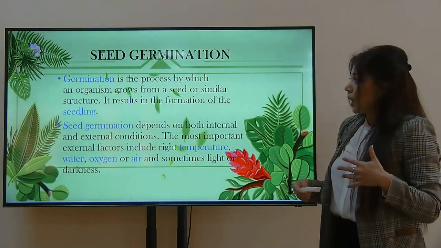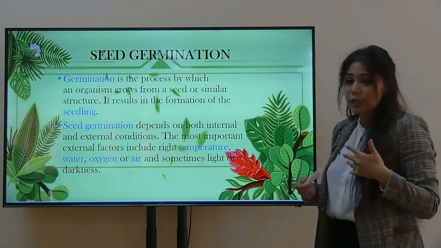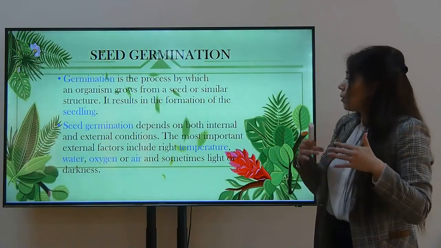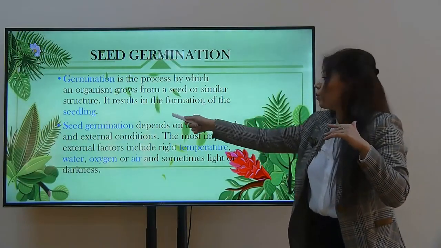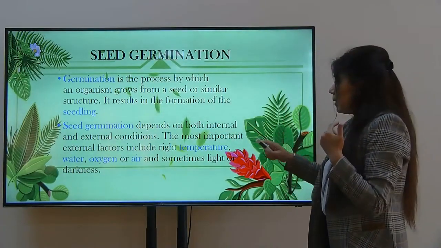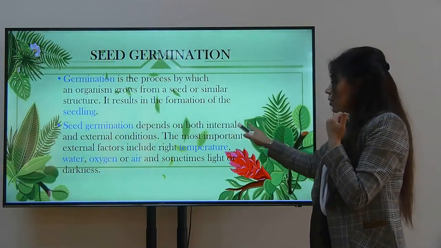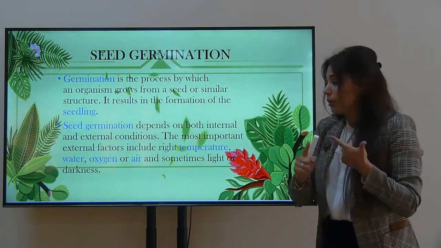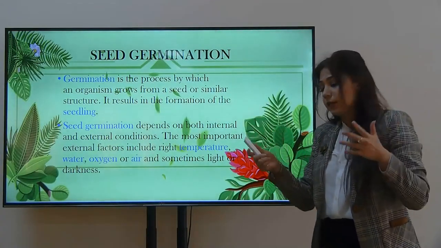Okay, dear students, another necessary word collocation that you should know is seed germination. Germination is a process by which an organism grows from a seed or similar structure, and it results in the formation of a seedling. And seed germination depends on, listen attentively, both internal and external conditions. The most important external factors include temperature, water, oxygen or air, and sometimes light and darkness.